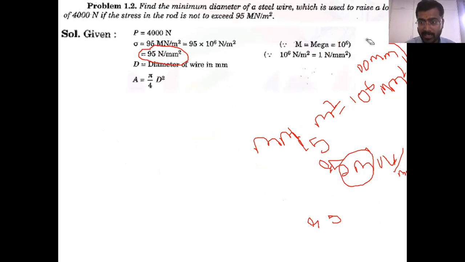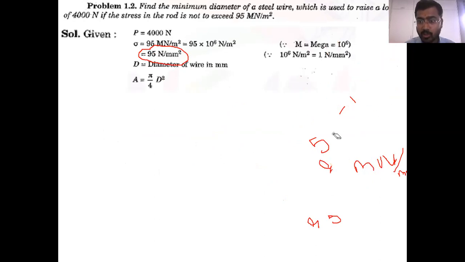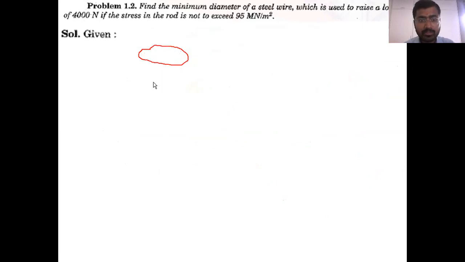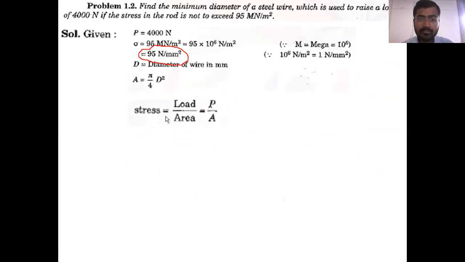Yes, so I think everyone has just understood how we got from mega Newton per meter square to Newton per meter square. Yes or no? So let us go with our next one. Now we have to calculate our stress. Why? Because we have to calculate the minimum diameter.